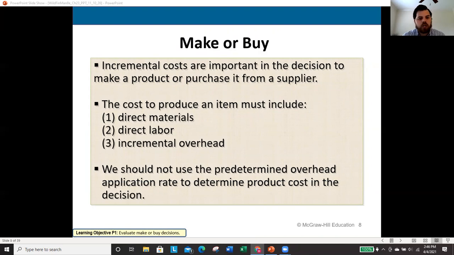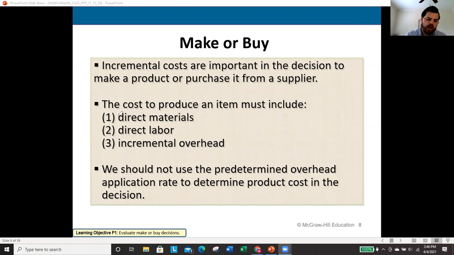The total cost, sure, I need that for other stuff, right? But when I'm actually trying to make this decision of if I should make a product or buy a product, then I should only be looking at, notice, the incremental cost. So be very careful there, right? This is a common mistake students make: they will look at the total cost instead of the incremental cost. Make sure you're only considering that incremental or that additional cost to produce the product.